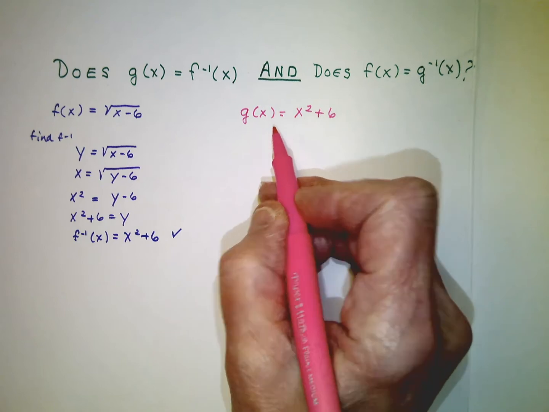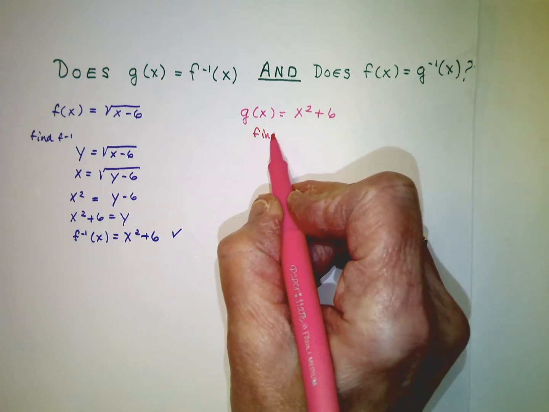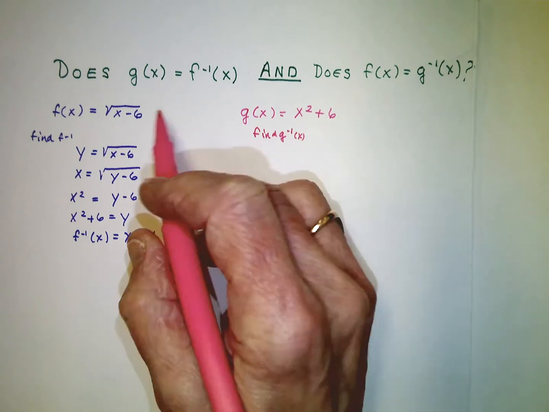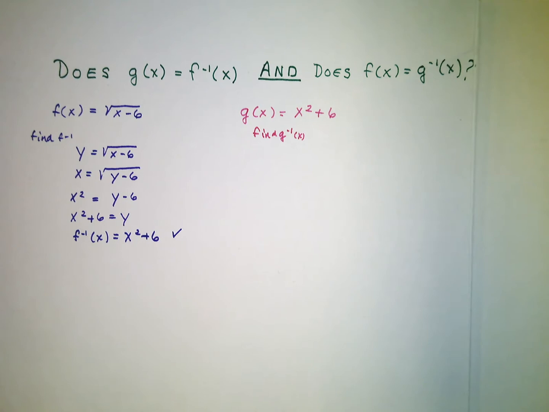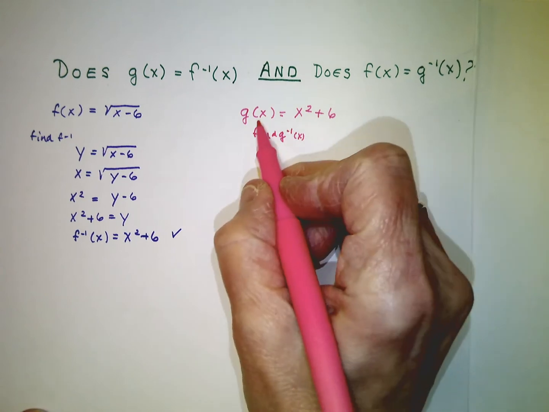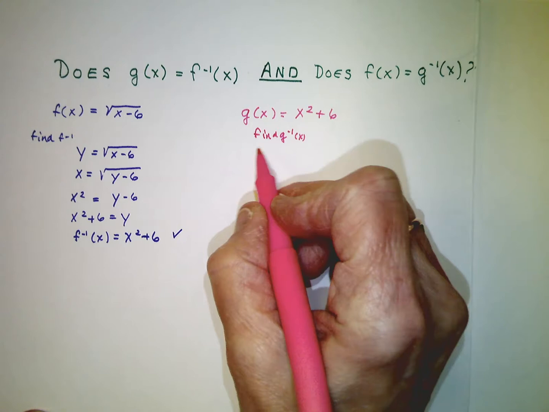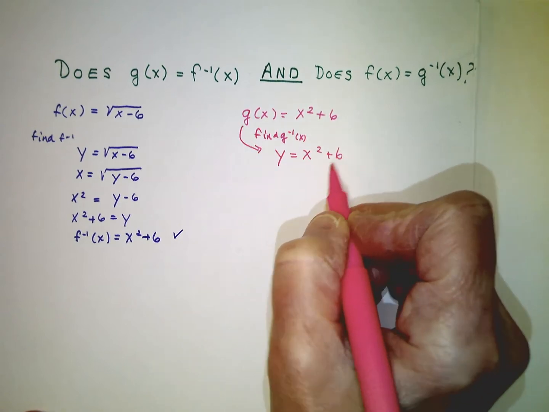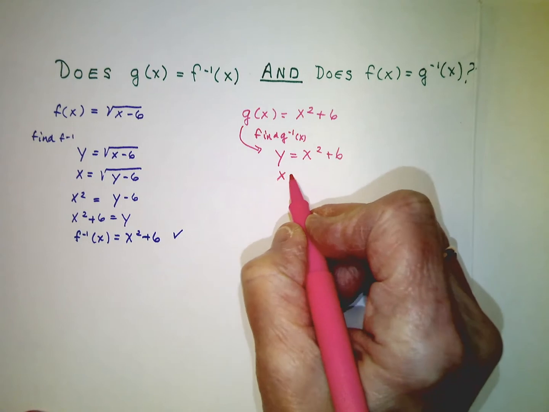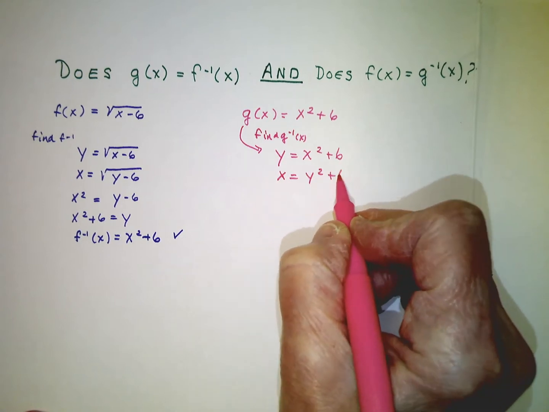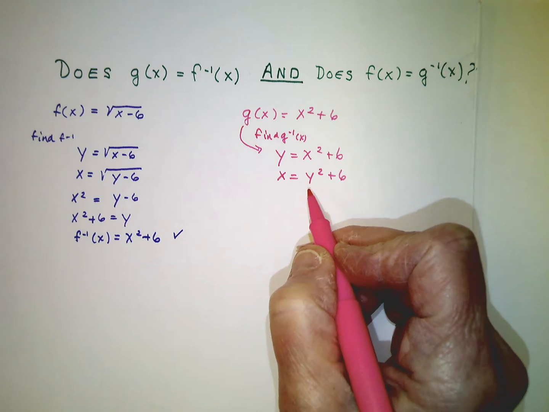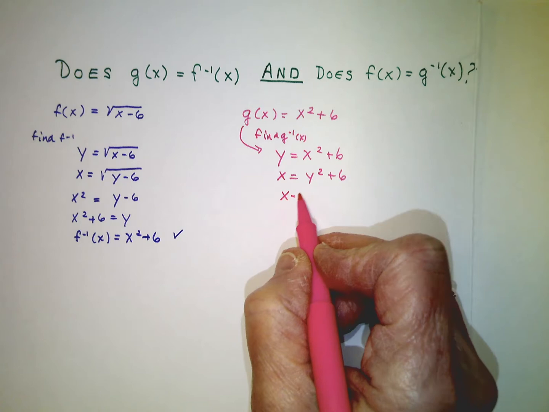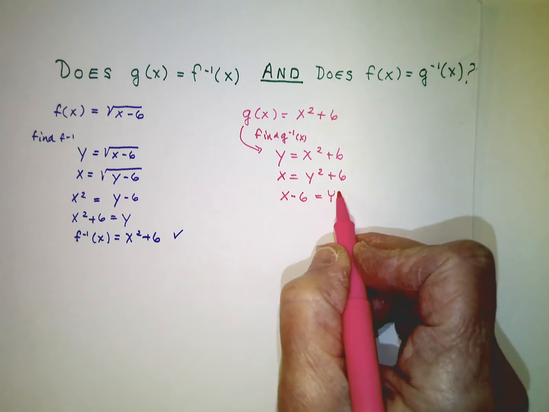We're going to have to find g inverse and see if it is going to be the same as the f of x. Same process, going to replace g of x with y. Then we switch the x and the y. And solve for the new y. So we could subtract 6 from both sides. Try to do it right this time.